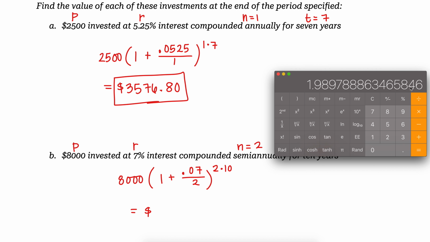I get a big long decimal. That's totally normal. Last step, as always, is to multiply by the principal. So I'm going to multiply by 8,000. And here you'll see we have just about doubled the money. So in 10 years at 7% interest, compounded twice a year, you let that money sit, you will have $15,918.31.